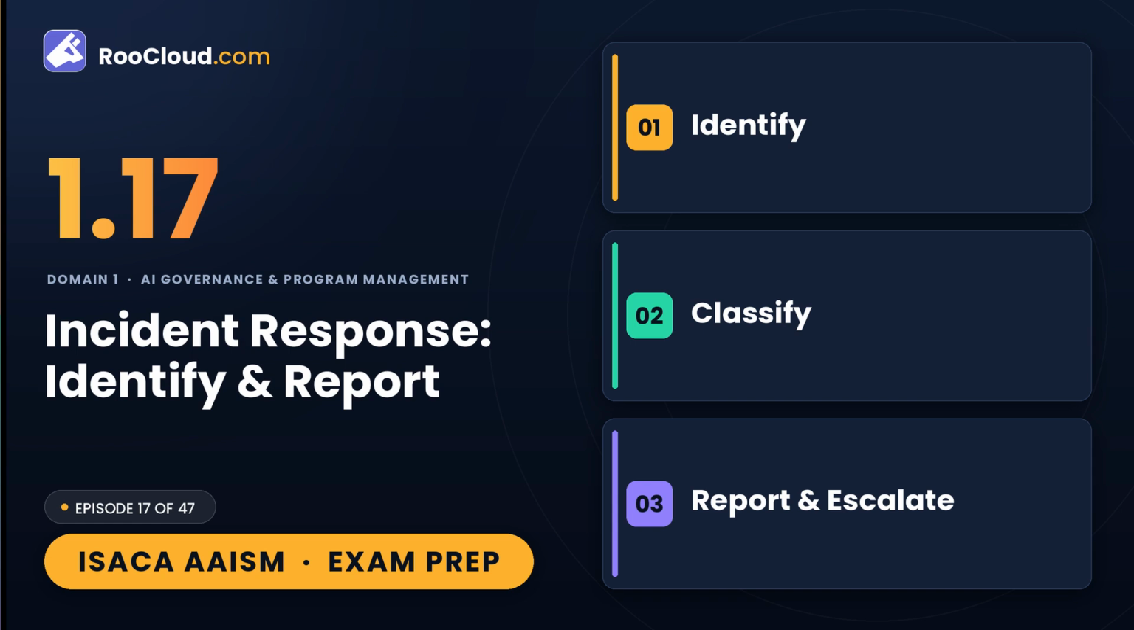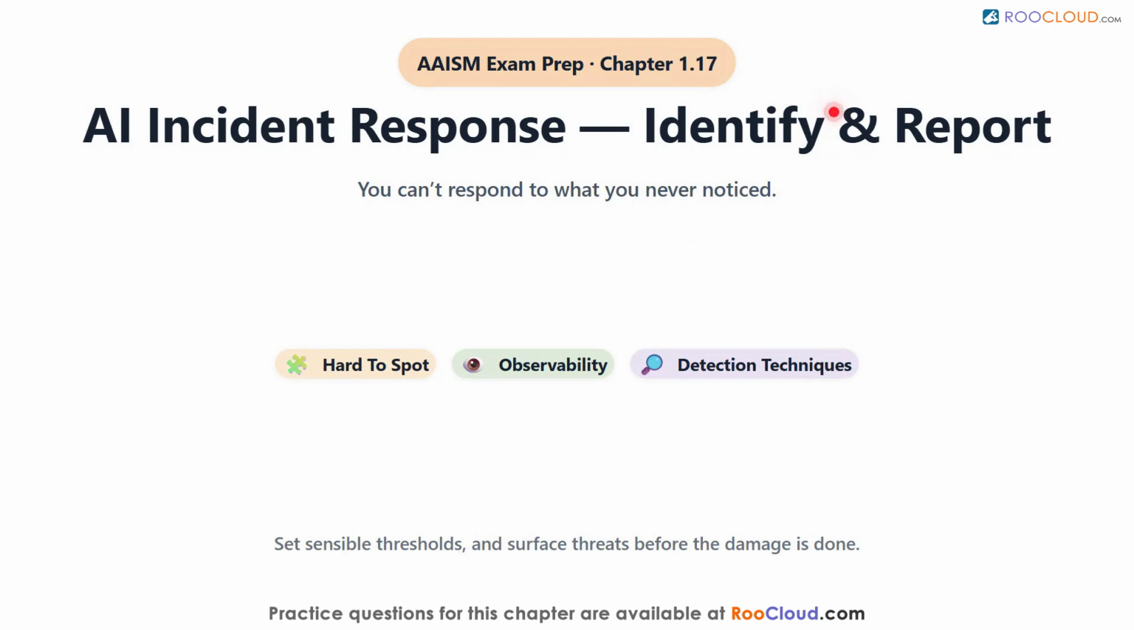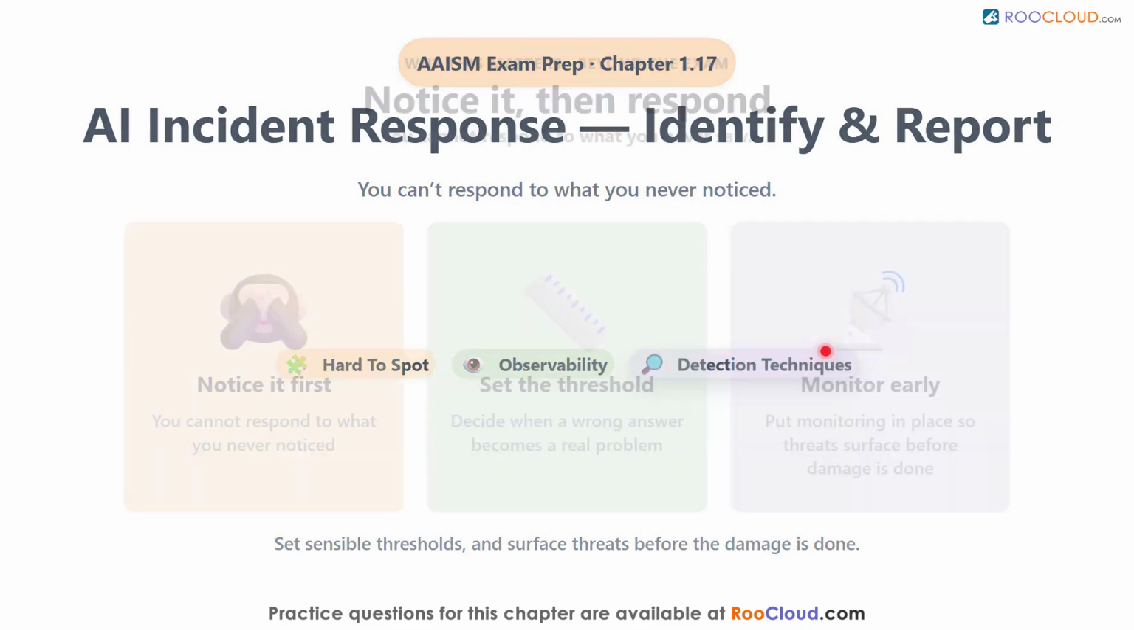Welcome to Domain 1, Section 1.17, the Identify and Report phase of AI incident response. In this session, we will look at why AI incidents are uniquely hard to spot, the role of observability and baselines, and the techniques used to detect common AI-specific attacks.